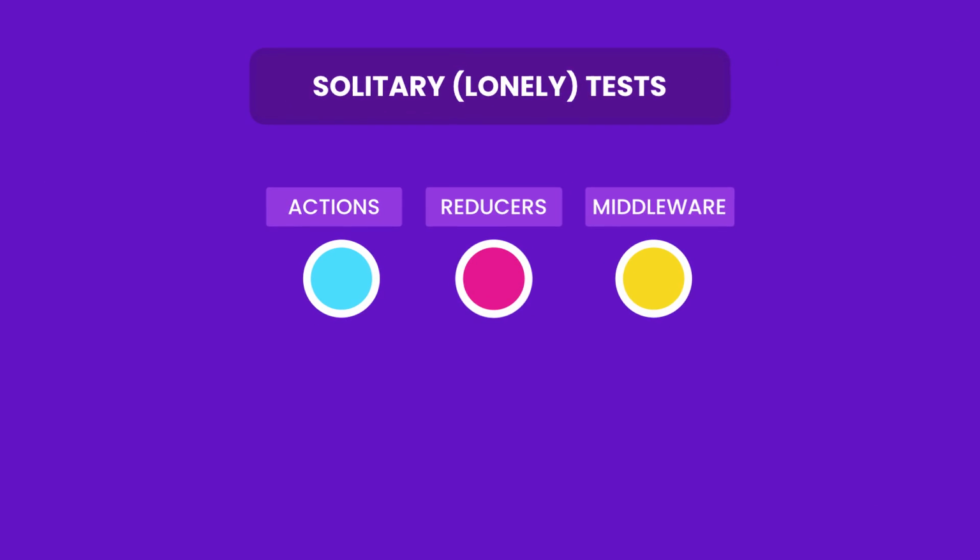Now, one way to unit test a Redux application is to test its individual building blocks in isolation. So we're going to write separate tests for action creators, reducers, middleware, and so on. We call these solitary or lonely tests because they test a single function in isolation. This is a poor way of unit testing Redux applications, and unfortunately, that's what most books and courses teach you. There are a couple of problems with these tests.